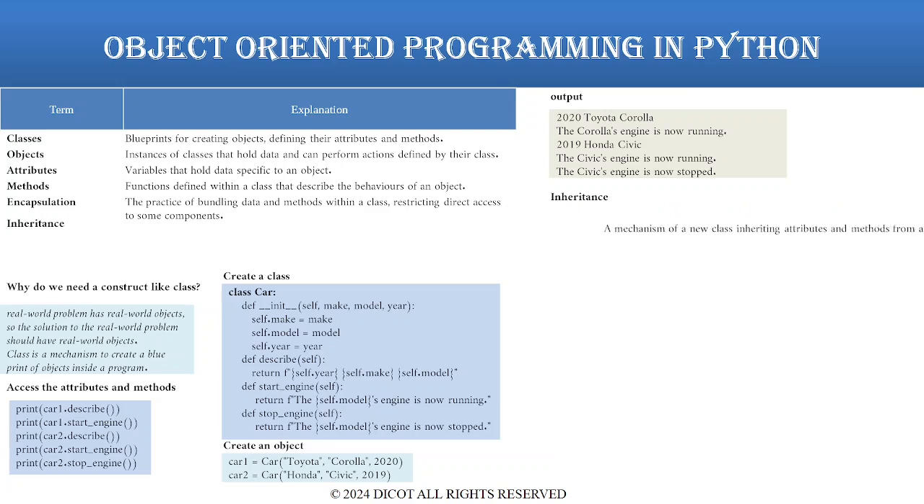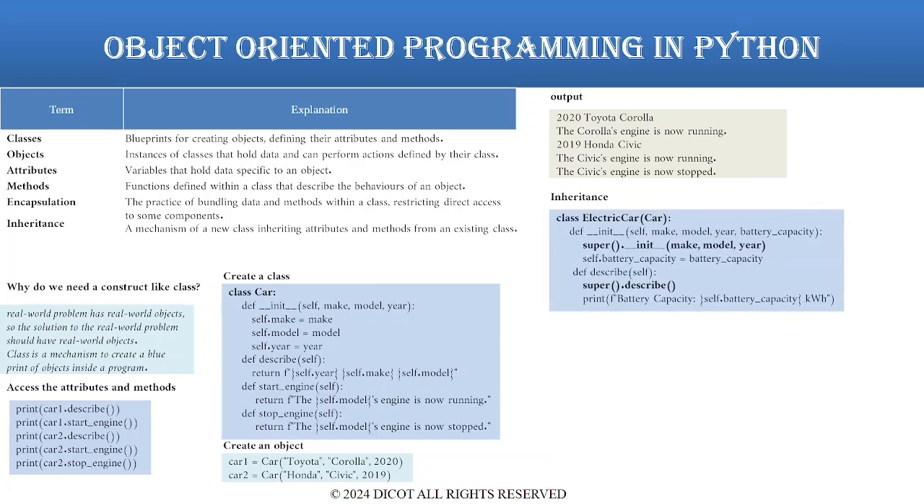Inheritance is a mechanism in object-oriented programming where a new class inherits attributes and methods from an existing class. Now, let's assume there is a new class called ElectricCar that inherits the existing class Car, as shown. The new class ElectricCar can access the attributes and methods of the parent class Car using the super method. As can be seen, it has accessed the init and describe methods from the parent class. The init method is extended to initialize battery capacity, and the describe method is extended to display the battery capacity.